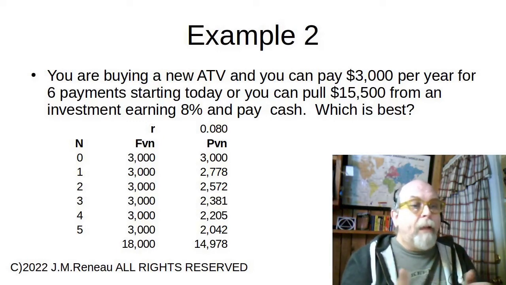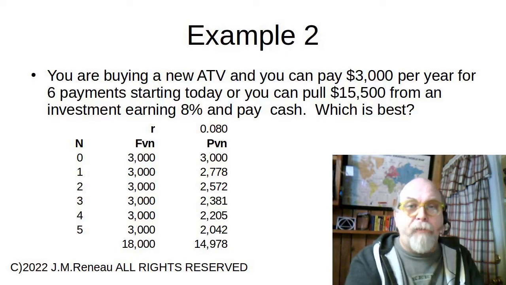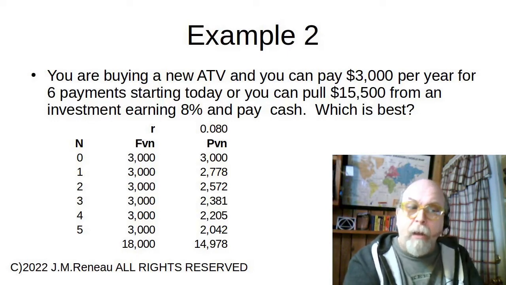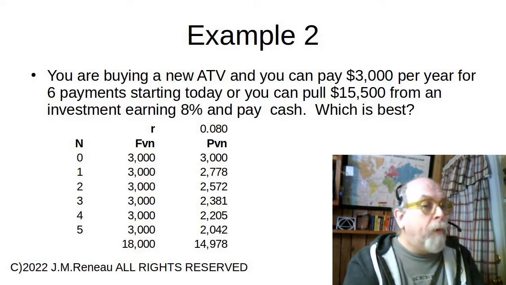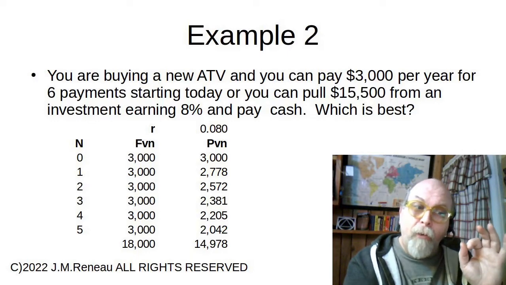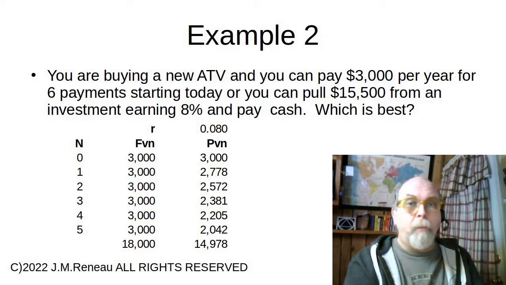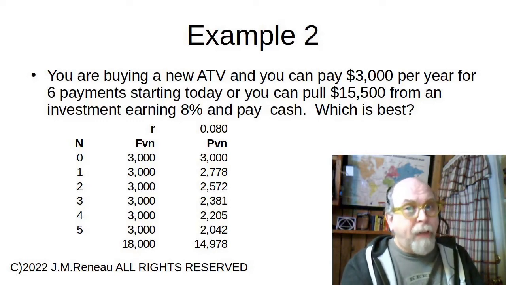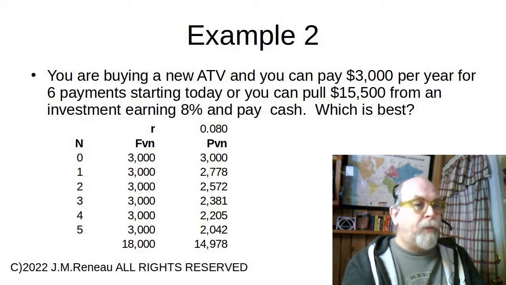Well, let's calculate the net cash flow at 8% on the money. So the first payment is due today. So N would be 0 right now. The period would be 0. So the first payment of $3,000 has a present value of $3,000 because it's today's money that you're giving for the first payment.